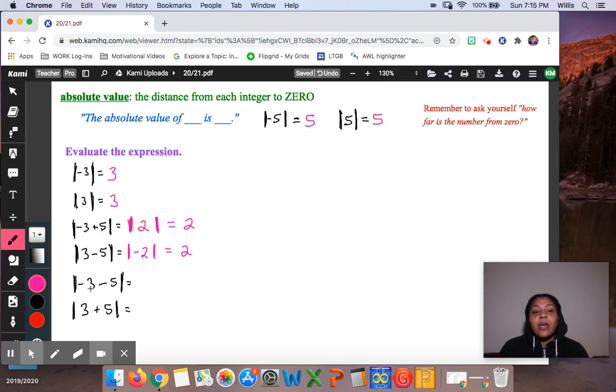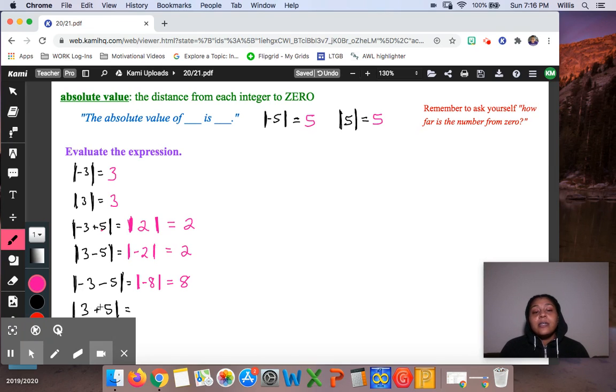Here I have -3 and I'm going to take away 5. So rewrite the symbols. And now I have -3. So I'm starting in the negatives. Then I'm taking away 5. So that means I'm going more negative. Okay? So -3 minus 5 gives us -8. And what's the absolute value of -8? Just 8.